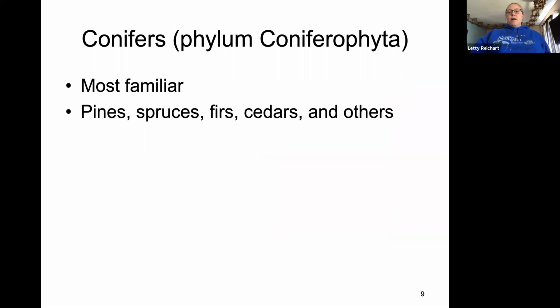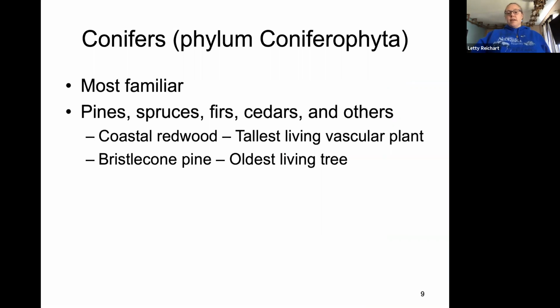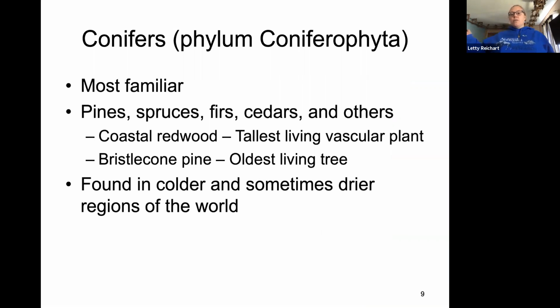Now you guys are probably most familiar with the conifers. We've got coastal redwoods in the Pacific Northwest. These are the tallest living vascular plants, huge. And maybe you've even seen some of those images where they've got a Volkswagen Beetle that drives right through one of those trees where they've got a little arch cut into it. Then we also have some of the oldest living species of trees on the planet, called the bristlecone pine. That's one of the oldest trees. Some of those are about 500 years old.